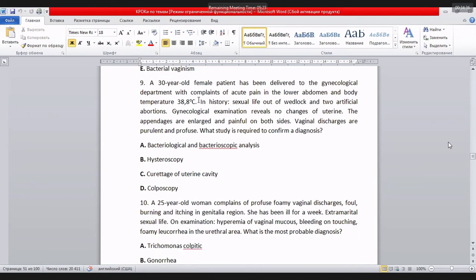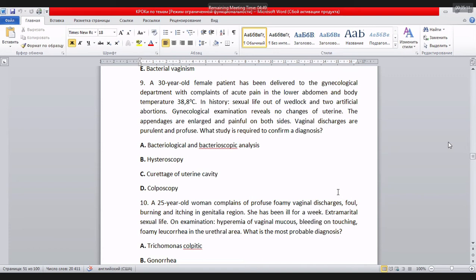Number 9. A 30 years old female patient has been delivered to the gynecological department with complaints of acute pain in the lower abdomen and body temperature 38.8. In history, sexual life out of wedlock and 2 artificial abortions. Sexual life is free, yeah? Gynecological examination reveals no changes of uterus. The appendages are enlarged and painful on both sides. Vaginal discharges are purulent and profuse. What studies are required to confirm a diagnosis?